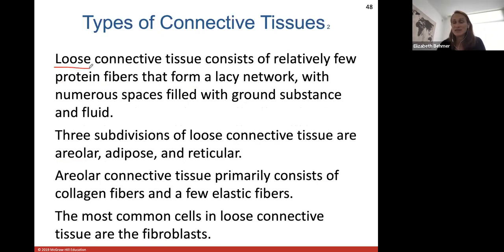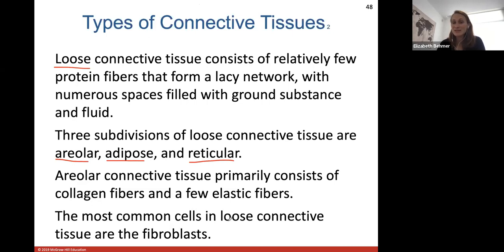We have loose connective tissue, which consists of few fibers that form a lacy network, and it's really filled up with a lot of ground substance and fluid. So loose connective tissue has sparse fibers. It's really filled with ground substance fluid. And the three types of loose connective tissue are areolar, adipose, and reticular. Areolar primarily consists of collagen fibers and a few elastic fibers.